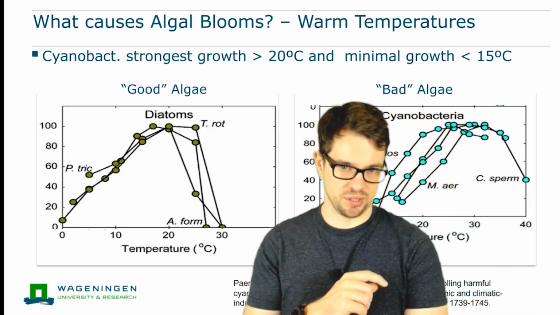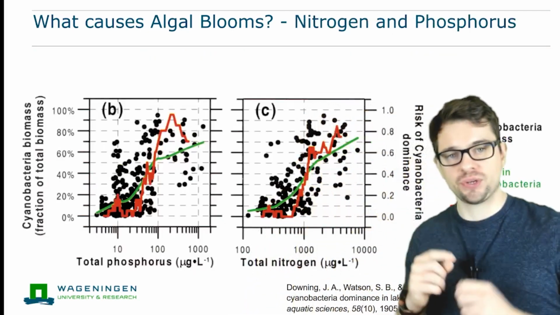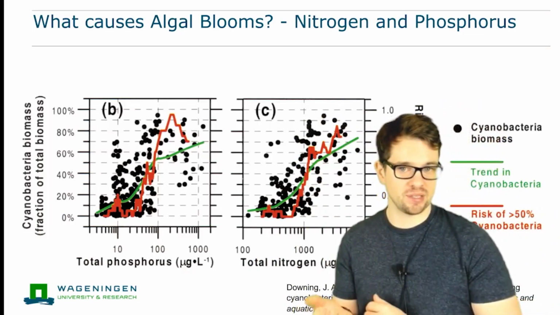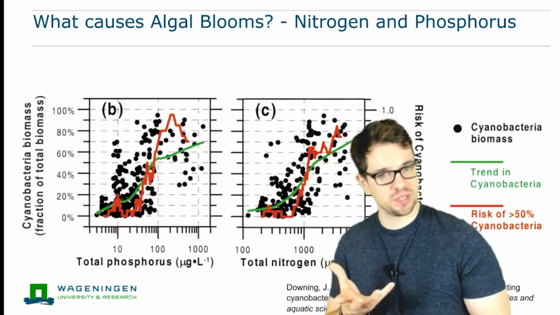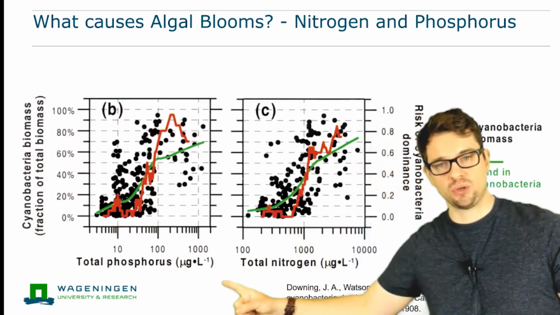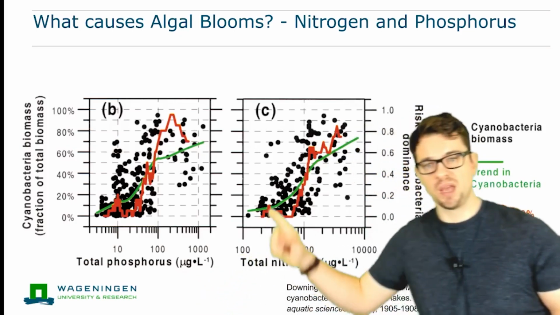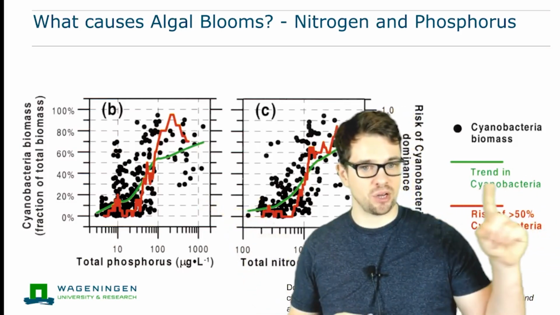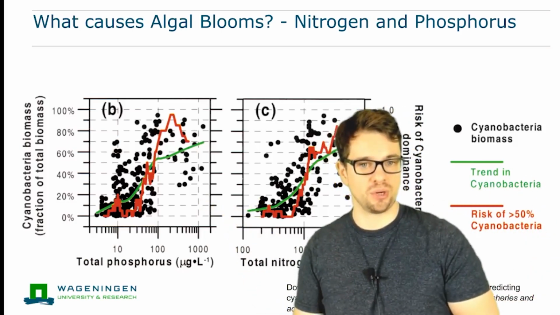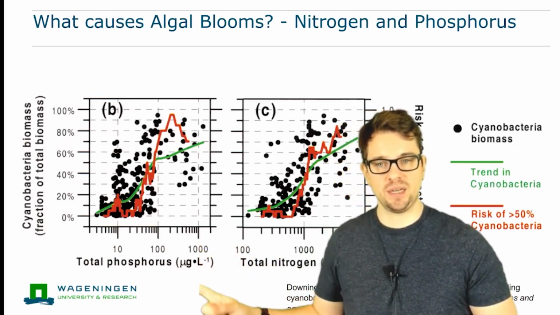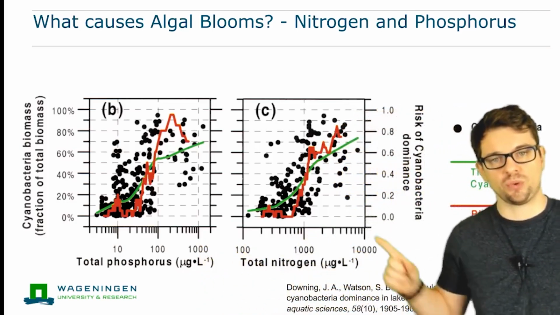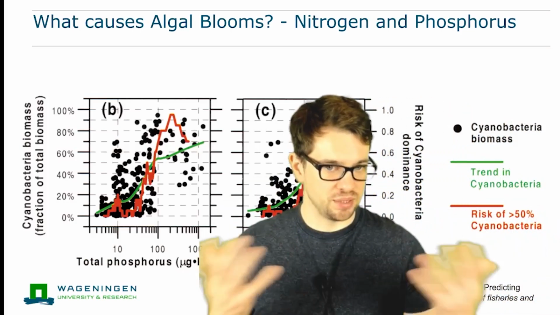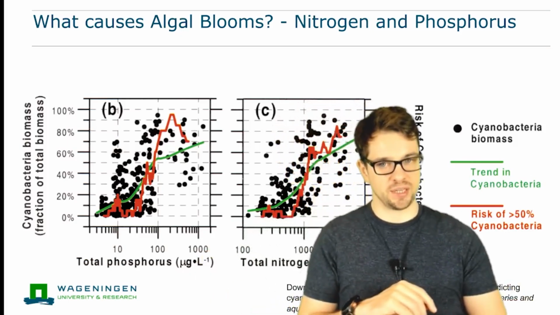because they produce toxins. A second factor is nitrogen and phosphorus, which is an important factor in areas where there's heavy agricultural use, like in the Netherlands, where fertilizers are washed into the waters and then end up in the oceans, and they increase the total phosphorus content here in microgram per liter. And on the y-axis, you see the biomass of cyanobacteria, and the two lines are the trend in cyanobacteria and the risk of having a cyanobacterial takeover. And what you see is basically if phosphorus or nitrogen increases in the water, then the risk of the takeover increases, and those cyanobacteria cause a bloom and push away the good algae like diatoms.